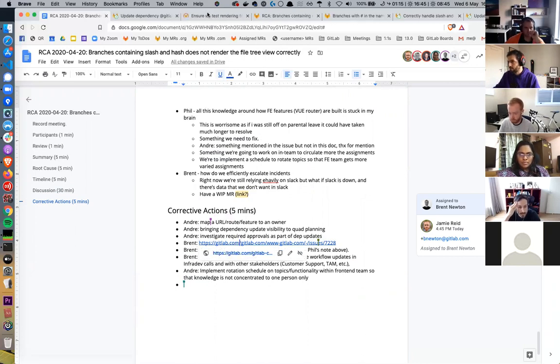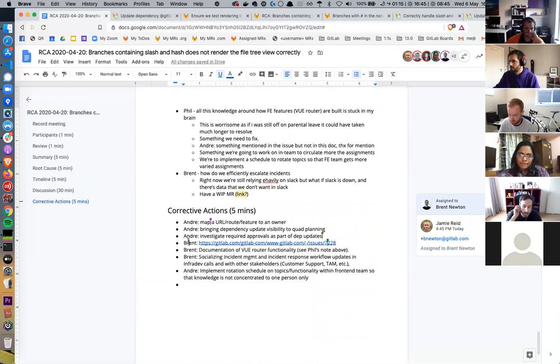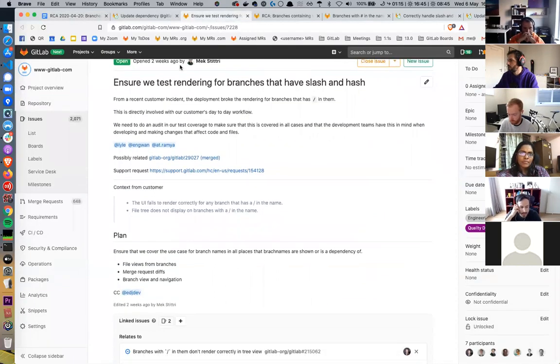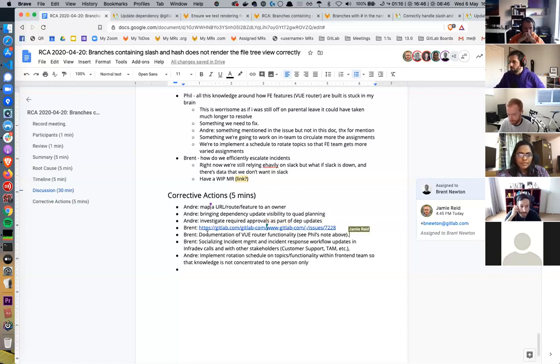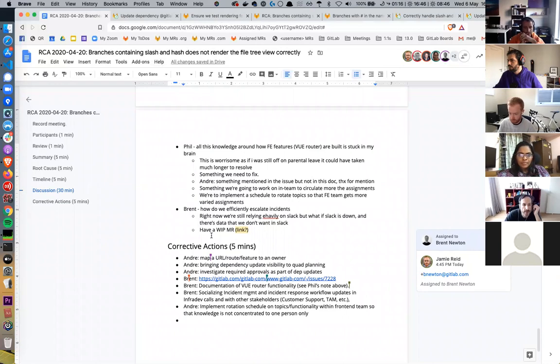Brent identified this issue: ensure we test rendering for branches that have slash and hash. That's one of the quality department issues. Okay, Brent, documentation of view router functionality, see Phil's note above. We'll definitely work on that. I'm not entirely clear on what this means, but I probably missed something. Phil had noted all this knowledge around how front-end features are currently built. Yeah, I think he meant the repository browser, not necessarily the view router. The view router is a component that is used generically for a bunch of things, like design management as well. This is particularly about the repository browser, which I would say 90% of the deliverables on this feature have been worked by him.